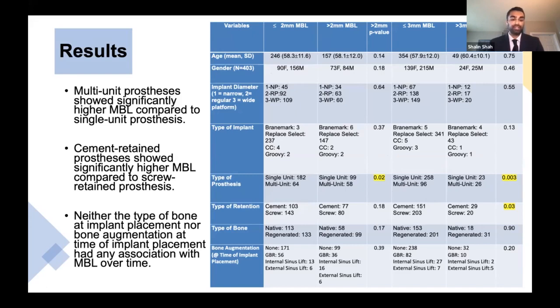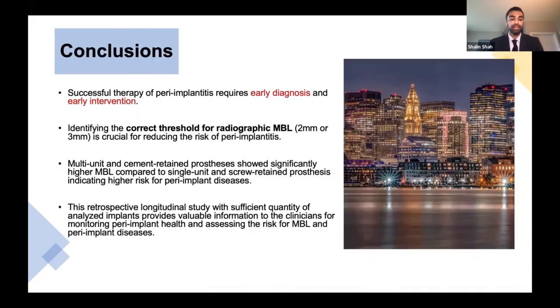where multi-unit prosthesis showed significantly higher MBL compared to single unit prosthesis. And then we also had cement retained prosthesis showing significantly higher MBL compared to screw retained at a pathologic threshold of 3 millimeters. And then neither the type of bone at the time of implant placement, nor any augmentation, or if there was augmentation done at the time of implant placement, had any association with MBL over time.